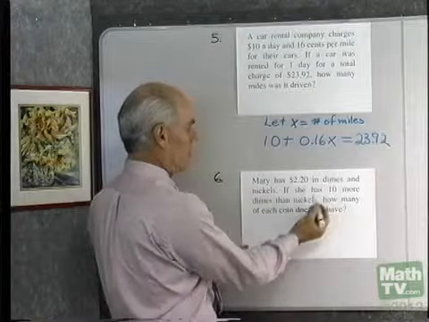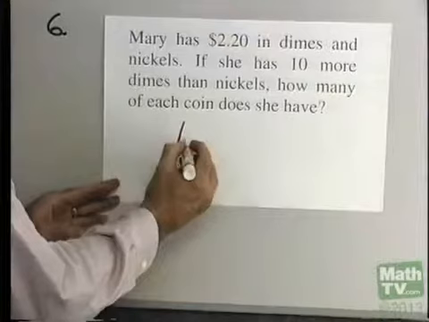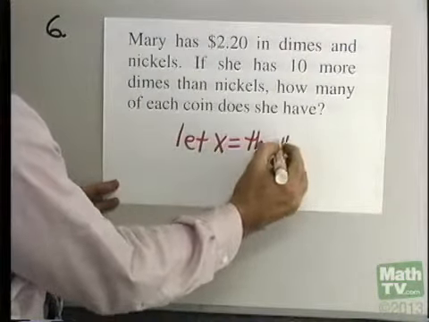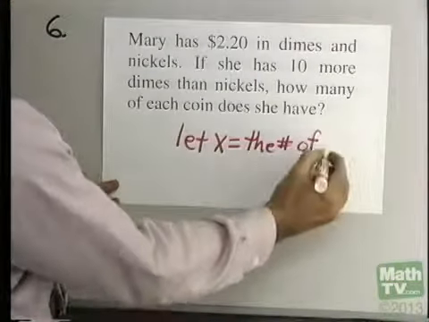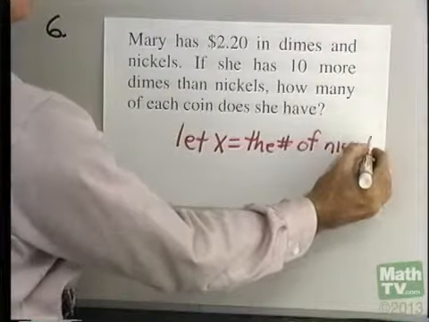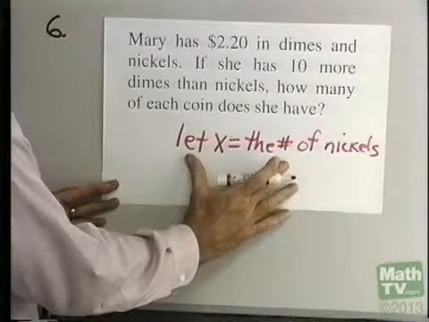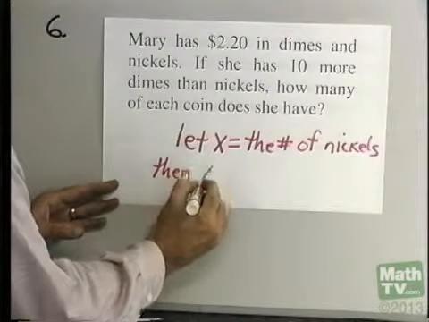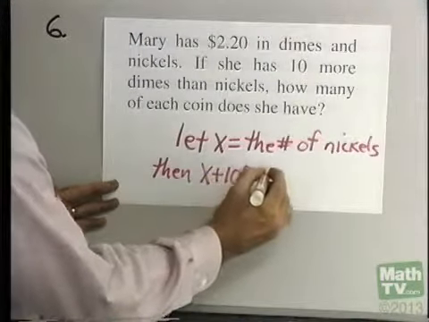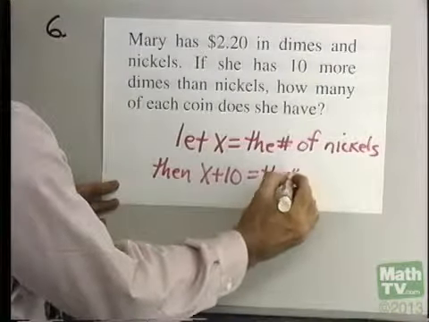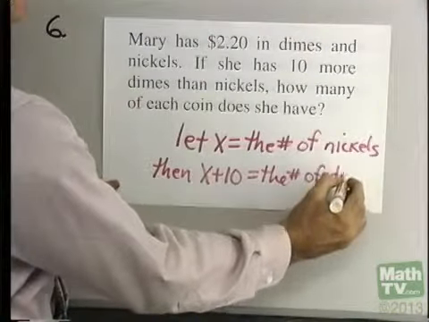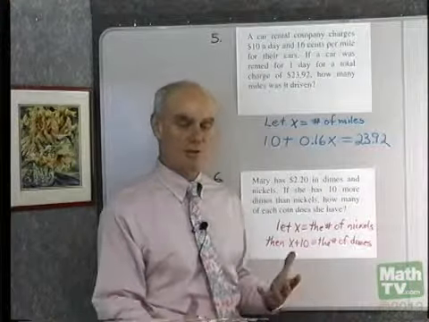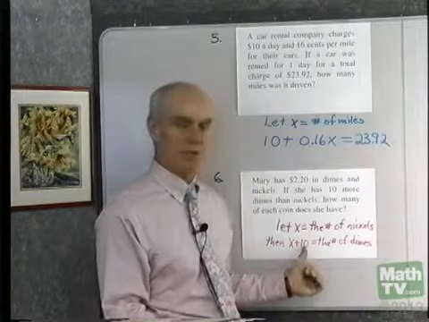So let's see. She has 10 more dimes than nickels, so let's let x equal the number of nickels. So if I have x nickels and she has 10 more dimes than nickels, then x plus 10 equals the number of dimes. So you can see if I let x be the number of nickels, since there's 10 more dimes than nickels, there's going to be x plus 10 dimes.